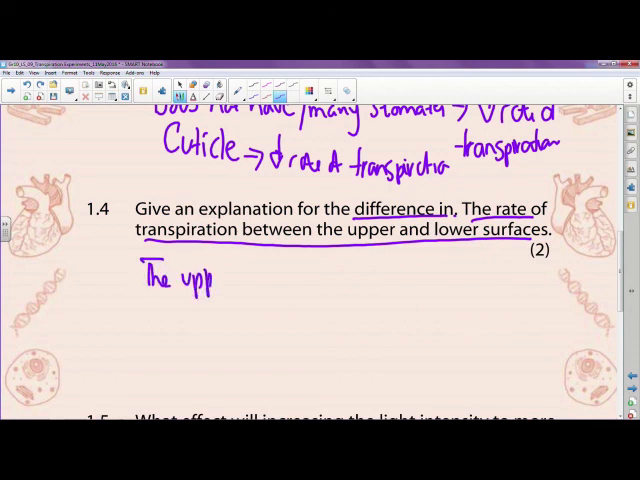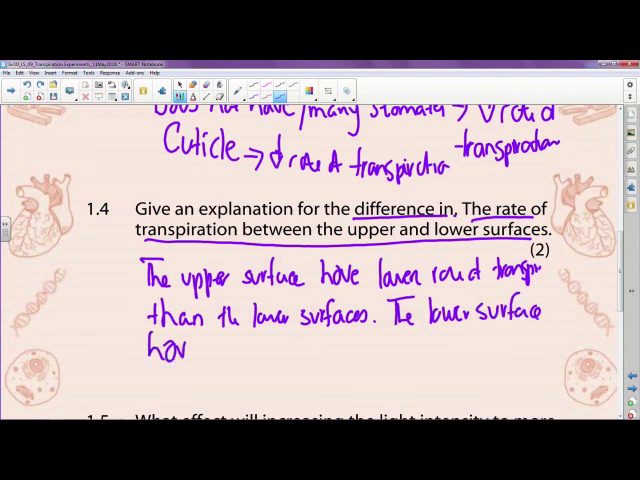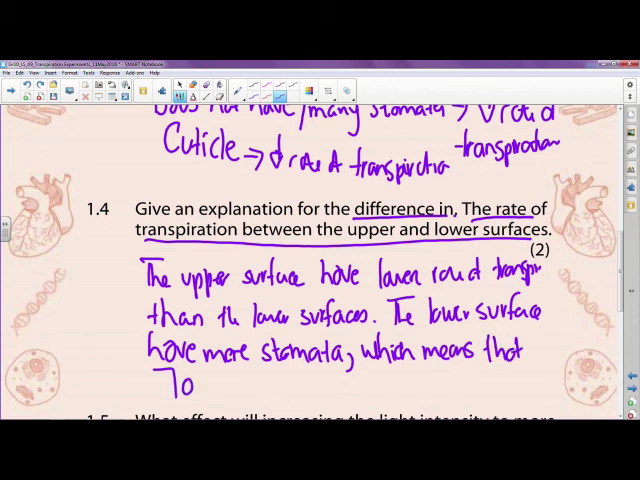The upper surfaces have lower rates of transpiration than the lower surfaces. First of all, give the relationship, and your reason being the lower surfaces have more stomata. And where does water move out? Which means that it loses far more water.